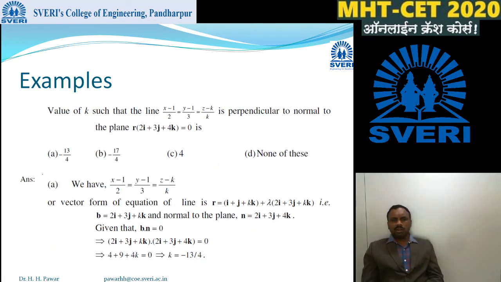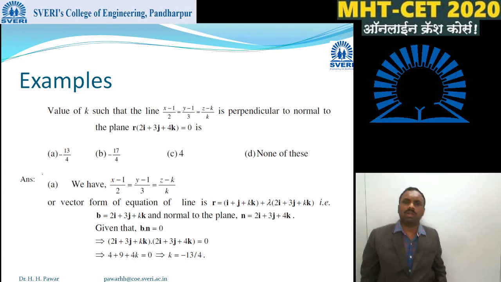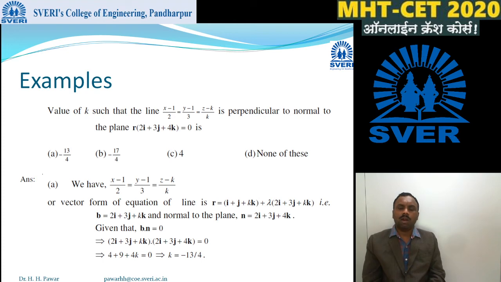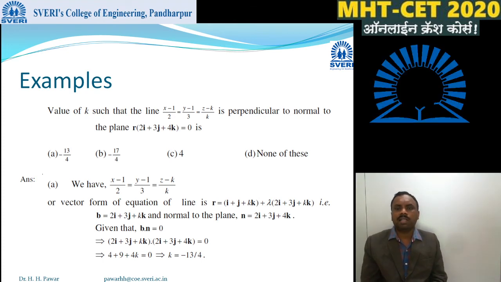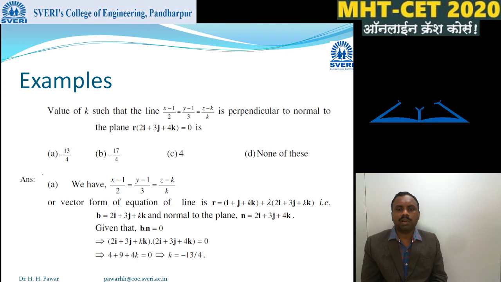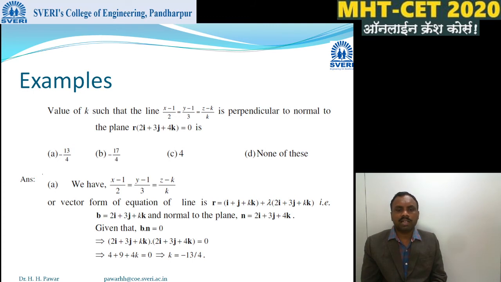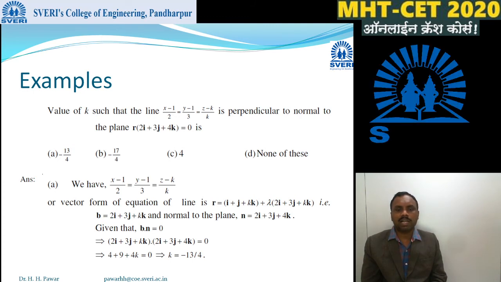Next, the value of k such that the line x minus 1 divided by 2 equal to y minus 1 divided by 3 equal to z minus k upon k is perpendicular to the normal to the plane r bar dot 2i plus 3j plus 4k equal to 0 is: first option is minus 13 by 4, second one is minus 17 by 4, third one is 4, and last one is none of these.